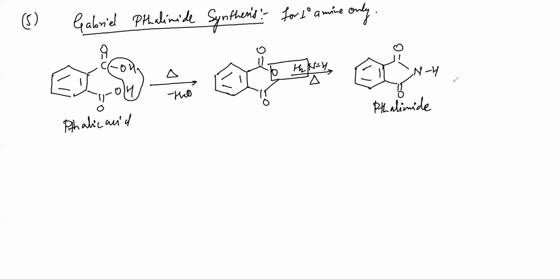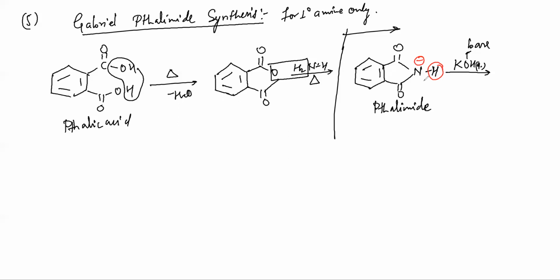Now what happens in phthalimide? Let me tell you. Our reaction starts from here. Firstly, we treat it with KOH. KOH means any base. Do we have acidic H here? Can you see the acidic H? Yes, this H is acidic. Why? Because if you remove it, you get a minus here.